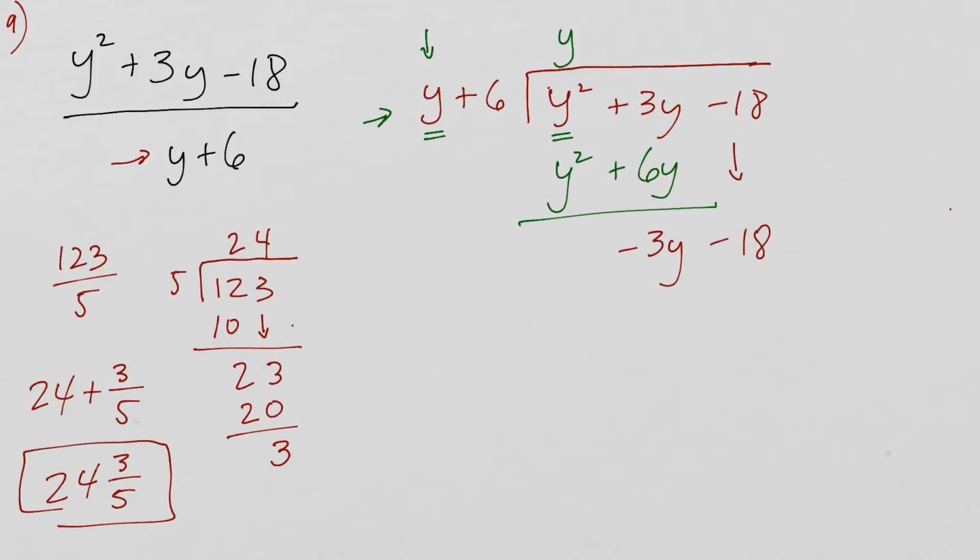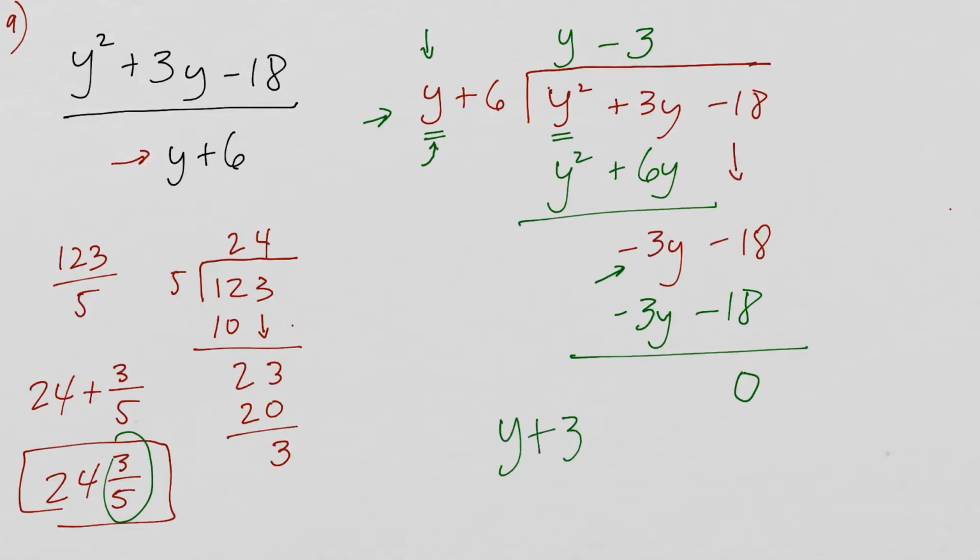And again, to figure out how many times this goes into it, only look at the first term. Ask yourself what you'd have to multiply that by in order to get to negative 3y. And the answer is negative 3. Once you choose that, we multiply. Negative 3 times y is negative 3y. Negative 3 times 6 is a negative 18. These are identical, so after I subtract them, I get a 0 remainder. So I don't need to worry about a remainder like this. My answer is simply y plus 3.